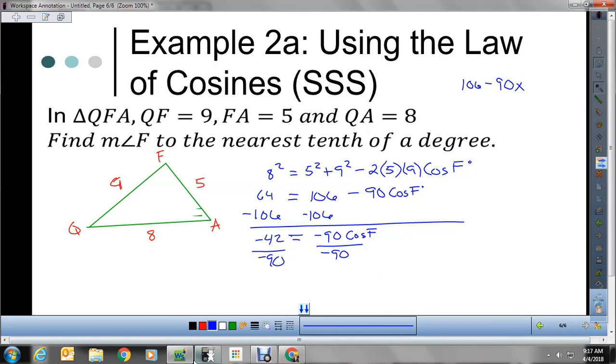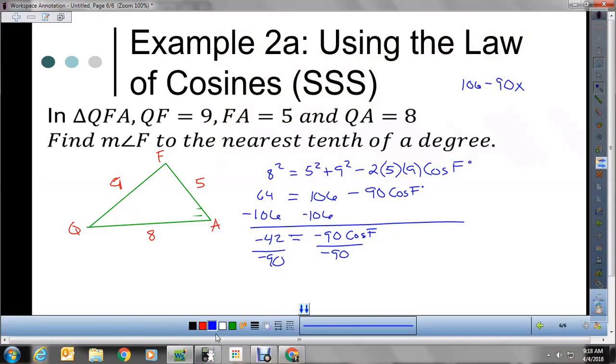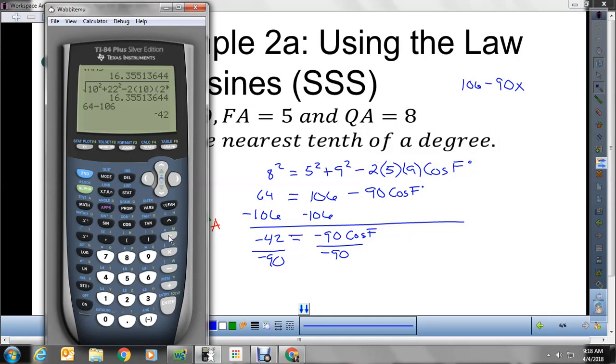So I go back to my calculator and get this answer here. I'm going to say divided by negative 90. Make sure you put the negative in there because this sign is also negative up here, which gives us this decimal. Now I'm not going to write this decimal down. I'm going to end up using it here in a second.